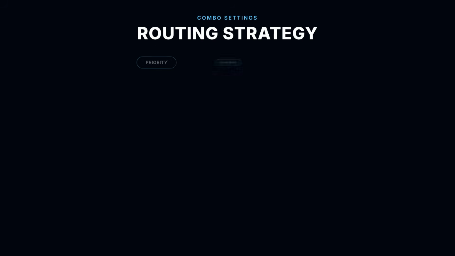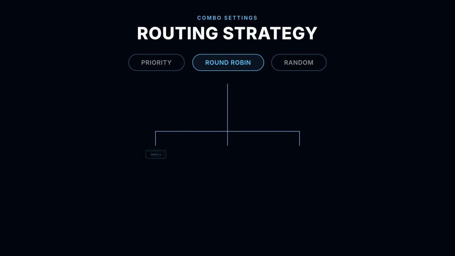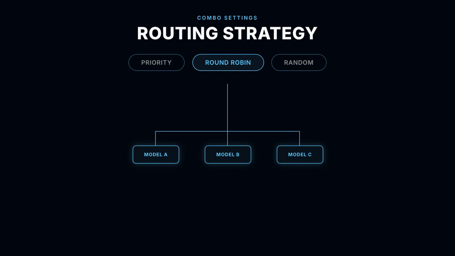Click Next. Scroll up a bit, and you'll see the Routing Strategy section. Here you can prioritize certain models. There are several options, but for now, we'll select Round Robin. This means if one model doesn't respond, it'll automatically switch to another. You won't face any issues.